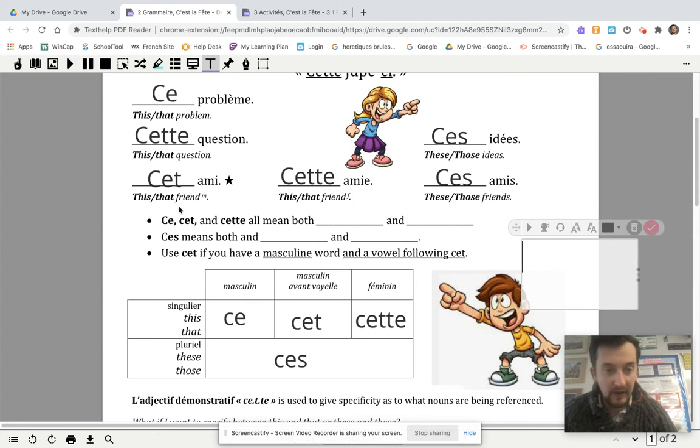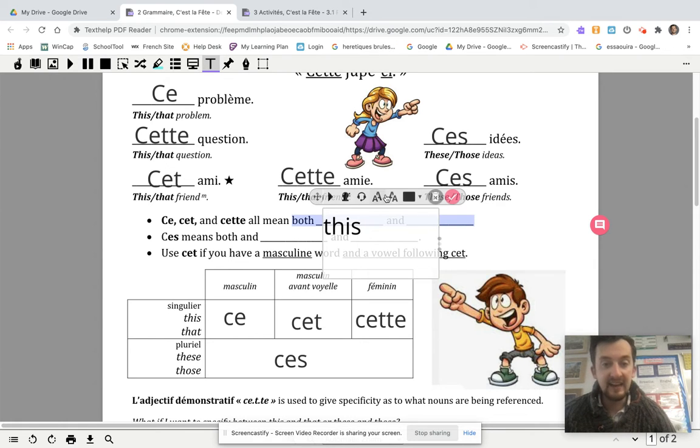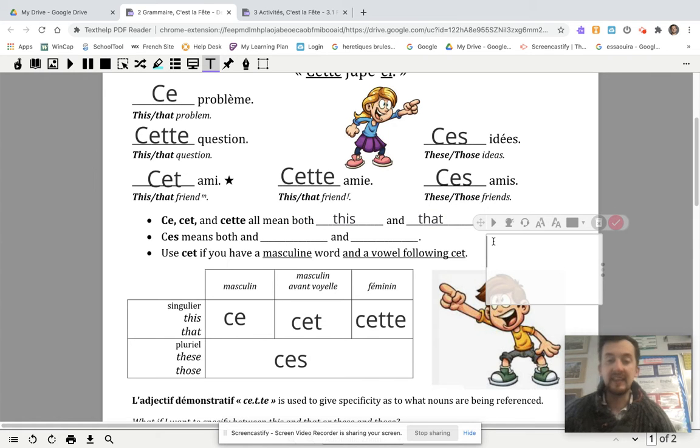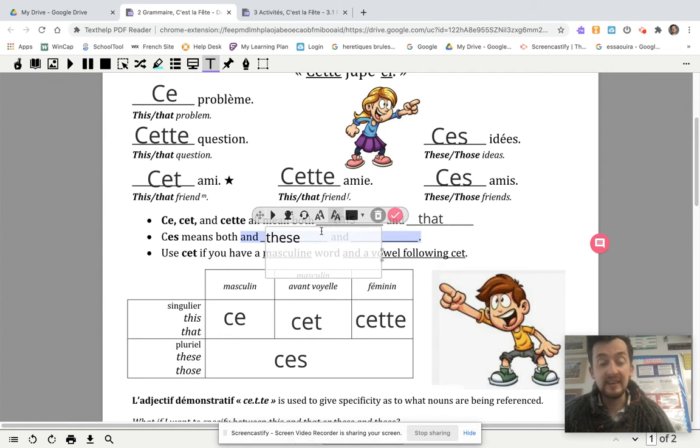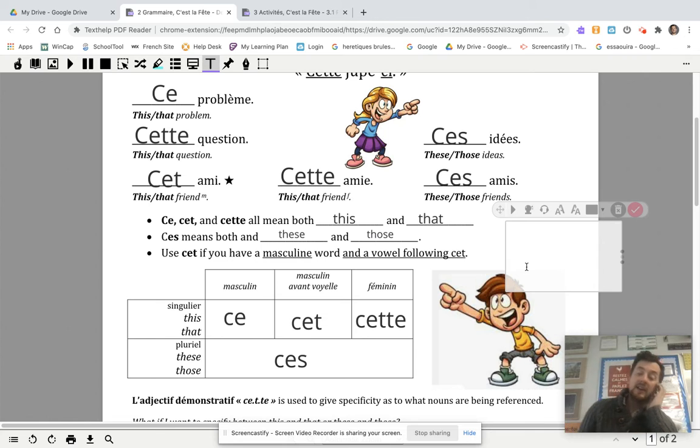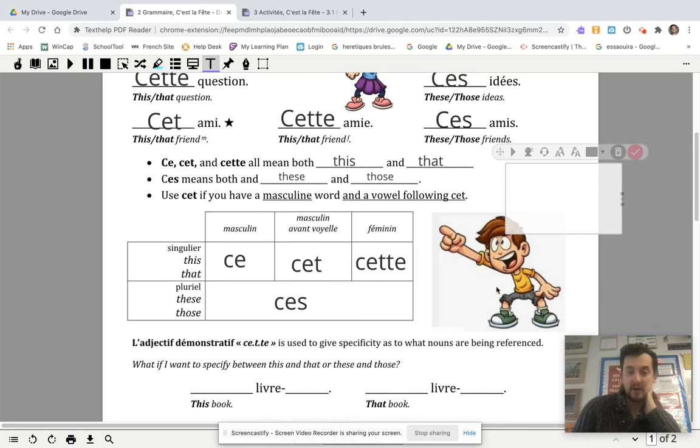So let's look real quick, just to recap using these bullets. So ce, cet, and cette all mean both this and that. There's no distinction in French, for now, there will be in just a minute, between this and that. It's the same word. D'accord? Ces is the plural, and it means both these and those. D'accord? So voilà. And you only use cet if you have a masculine word and a vowel. D'accord? All right.